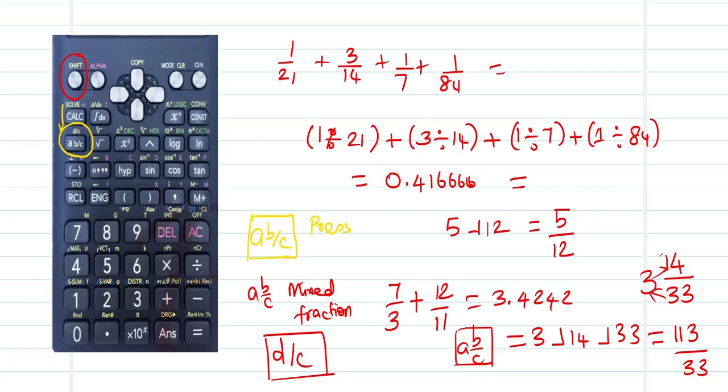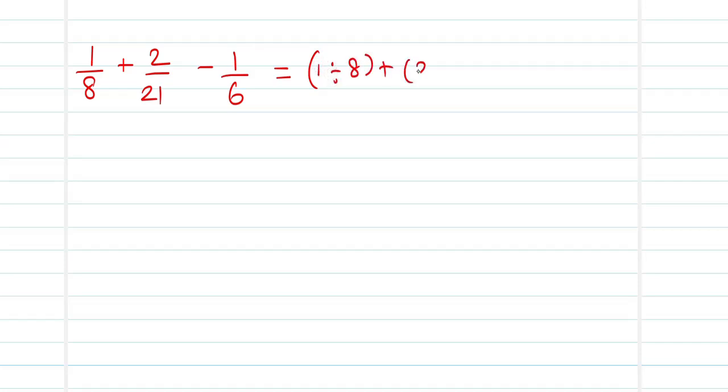You can try one more example. Say suppose you want 1 divided by 8 plus 2 divided by 21 minus 1 divided by 6. 8, 21, 6, all of them are going to be weird numbers. They have nothing in common. So what we'll have to do is go for LCM. So the better way is to key them in using the proper expressions in your calculator. So 1 divided by 8 plus 2 divided by 21. There is a minus sign, so put a minus sign of 1 divided by 6.